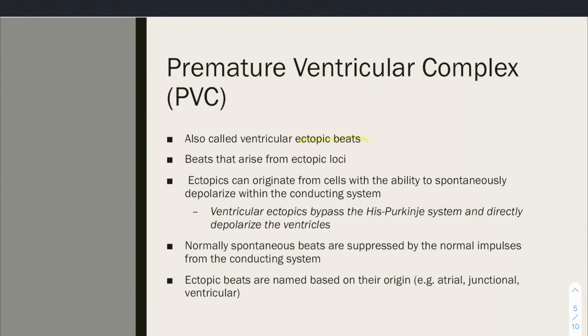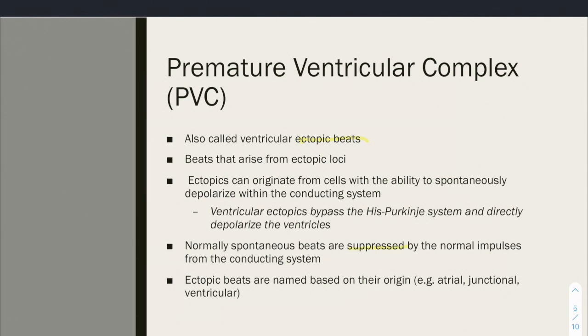Normally, any ectopics would be suppressed by the normal impulses in the conduction system. This is just an example of when that goes haywire and we don't have that consistent suppression of ectopic beats and the predominance of the regular standard conduction through the heart. And then ectopics can occur in many places.